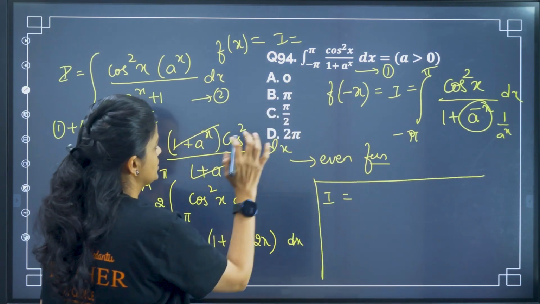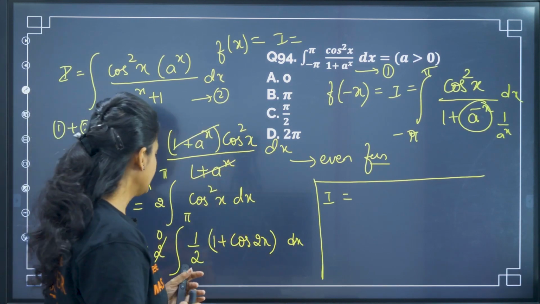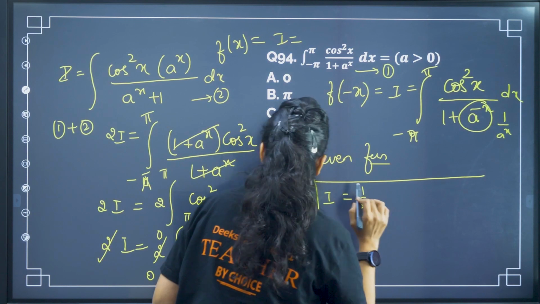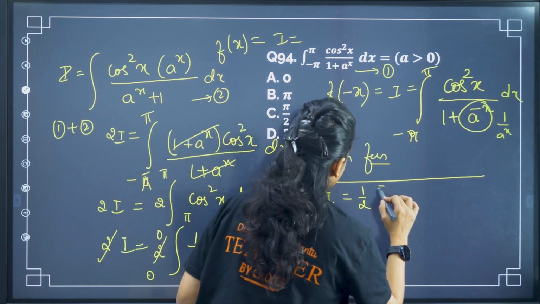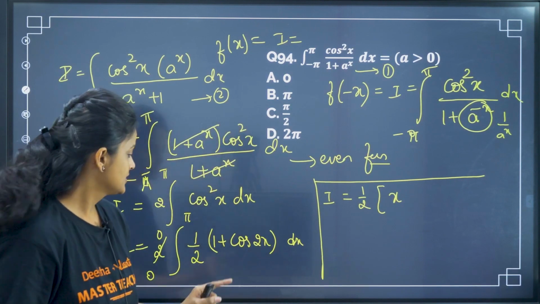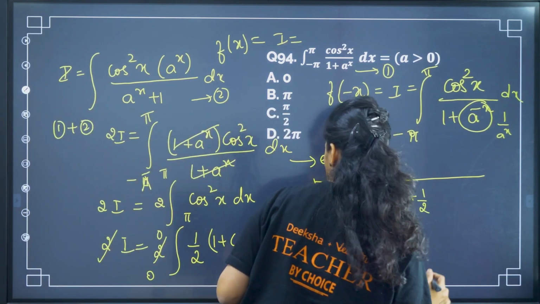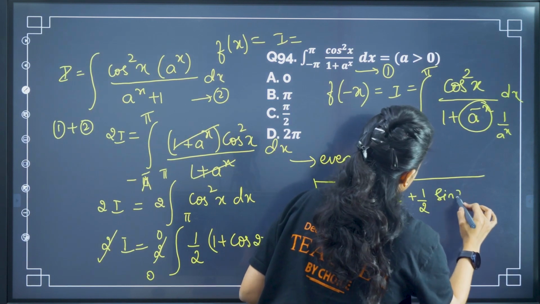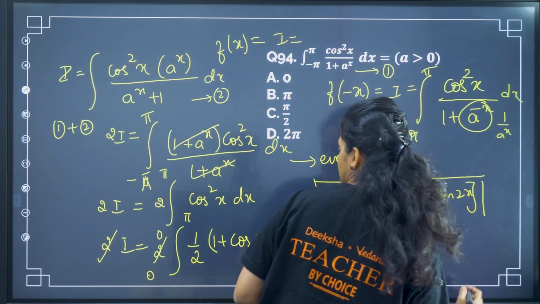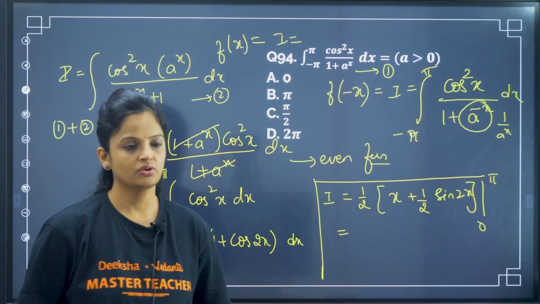Should I check the solution? Yes, we have pi, pi by 2, 2 pi. So, pi we are getting in the answer. Now integrate. The integration of 1 will be x. The integration of cos 2x will be again 1 by 2 sin 2x. Put the limits 0 to pi.